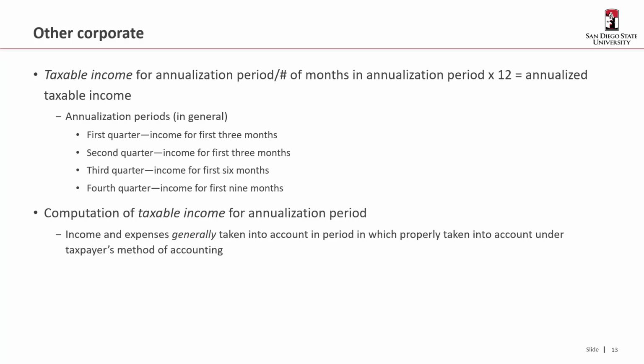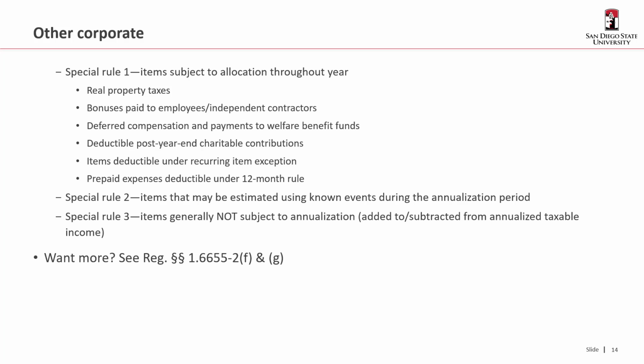So that means your first quarter estimate's based on 3 months, your second quarter estimate's based on 3 months, third quarter on 6 months, and fourth quarter on 9 months. And yeah, that's not intuitive, but that is in fact the way it works. So you calculate your taxable income for that quarter based generally on your typical taxpayer's method of accounting. So if you're accrual based, you would calculate your estimate based on accrual based. But there are some bizarre exceptions.